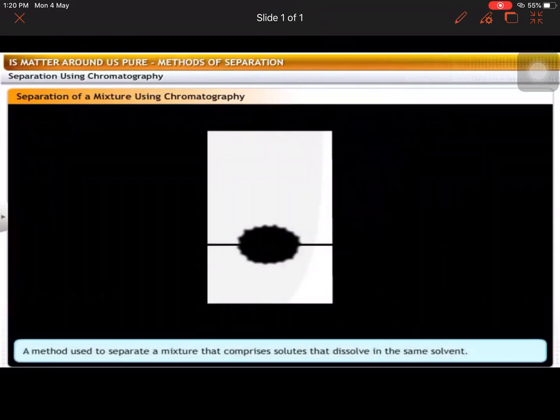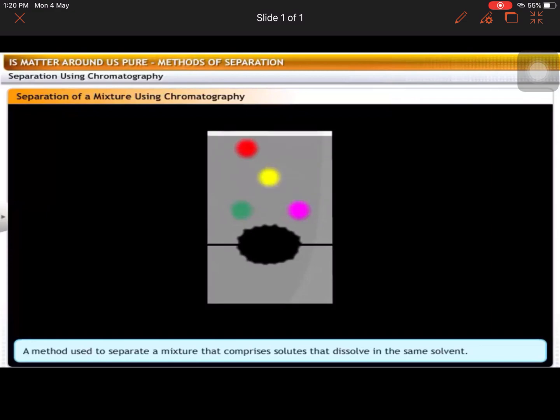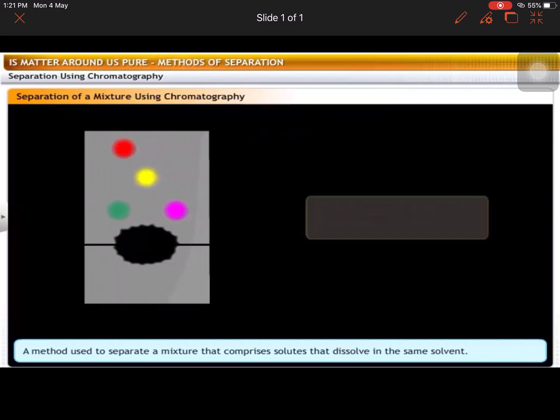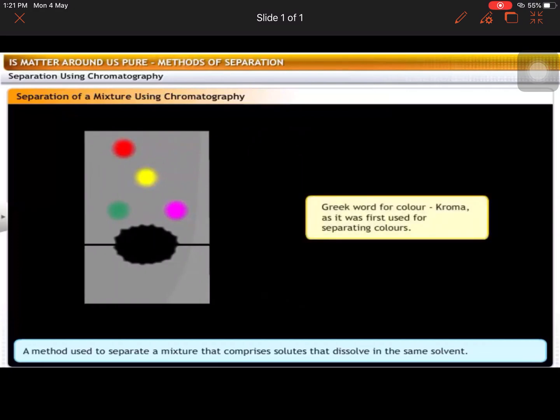The ink has water as the solvent, and the dye is soluble in it. As the water rises, it takes the particles of dye along with it. Since a dye is made of 2 or more colors, the color which is the most soluble rises faster and higher. This is why there are differently colored spots on the paper. This process of separation is called chromatography. This method gets its name from the Greek word for color, chroma, as it was first used for separating colors.